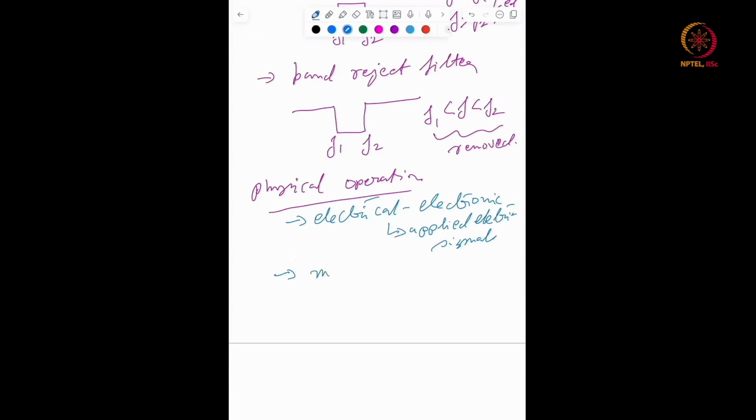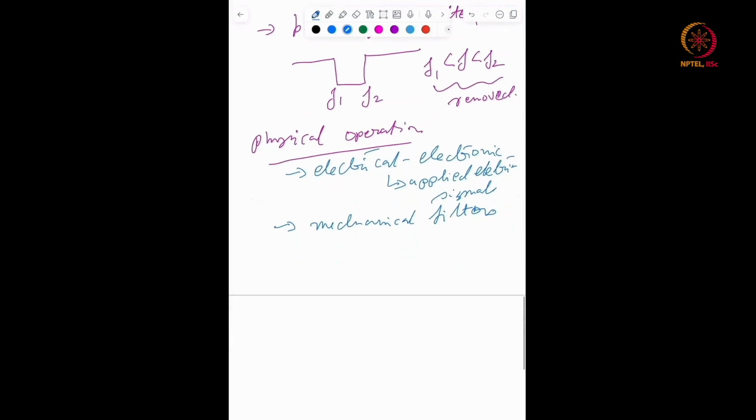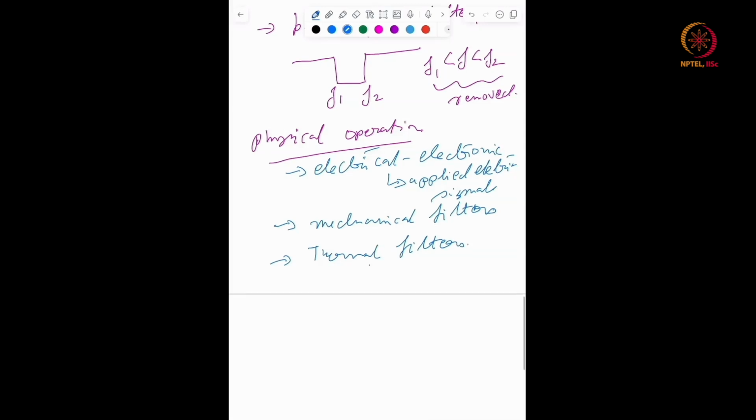Then you can have mechanical filters, designed to filter motion or forces. Like for example, shock absorbers are used to reduce vibrations. So that is also like a filter. And then you can have thermal filters. Now the thermal filters are designed to remove thermal fluctuations.